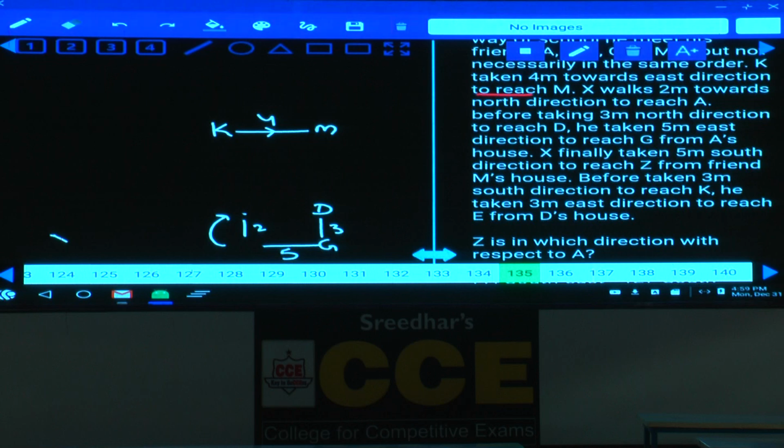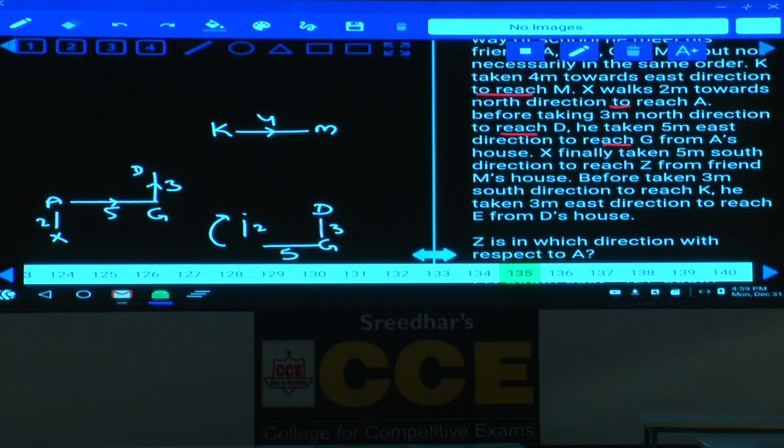Now X, and this is A. How much is this? This is 2 meters. X walks 2 meters north to reach A. Before taking 3 meters north direction to reach D, he has taken 5 meters east to reach G from A's house. From A, how many meters has this person traveled? 5 meters, to reach G. Before taking 3 meters towards north, and this is 3 meters, this will be D.